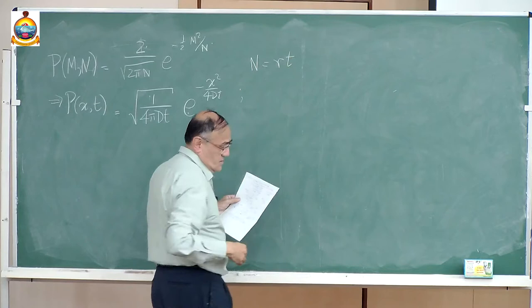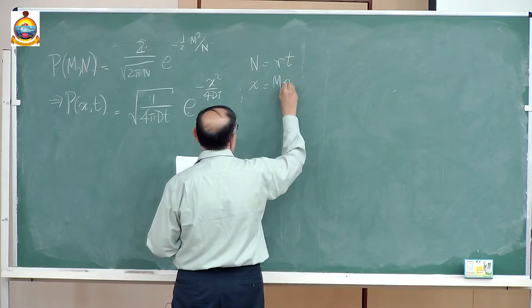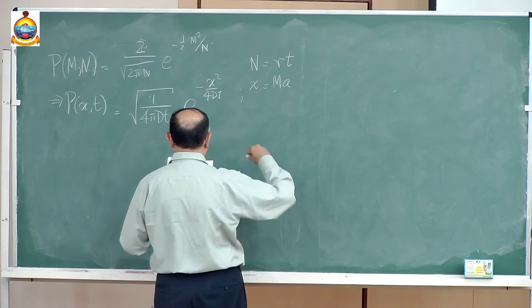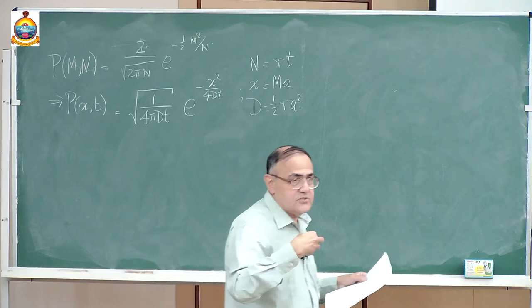In other words, in a unit of time, I make r attempts to move. r is the rate of stepping out. x was m times a, where m was the location as an integer and a was the lattice spacing. And the diffusion constant is half r a squared. There was a question later as to why we are introducing this diffusion constant. I'll try to motivate it a little bit as we go ahead in the lecture.